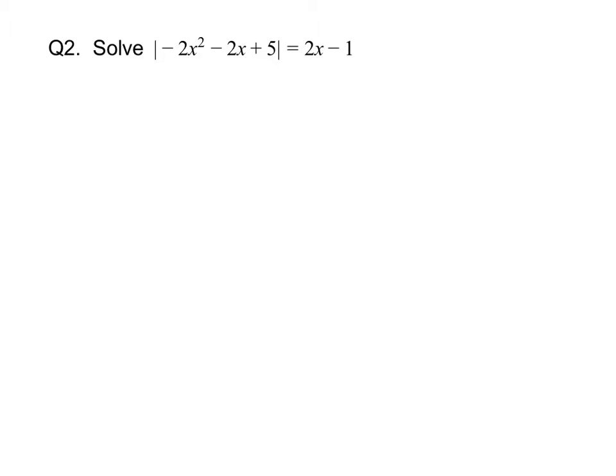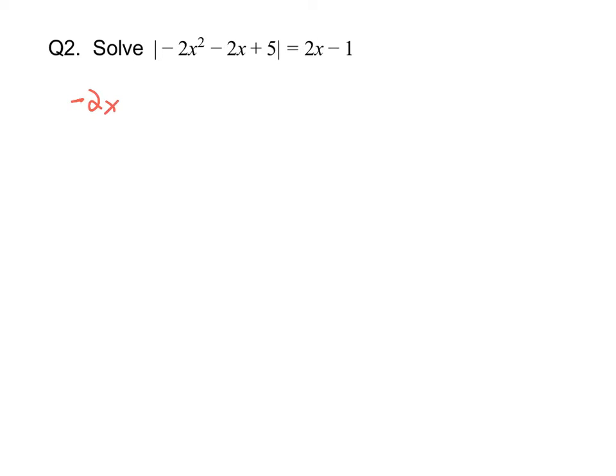Here's our next example problem for solving quadratic absolute value equations. The absolute value of negative 2x squared minus 2x plus 5 is equal to 2x minus 1. Now recall that this is absolute value. Therefore, we have to account for two possibilities.